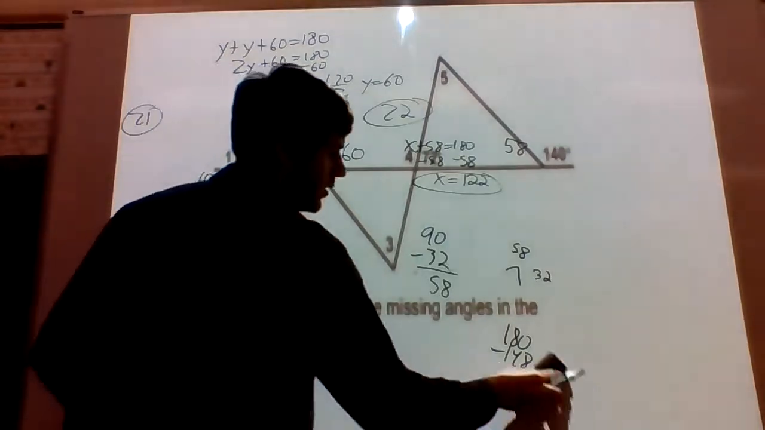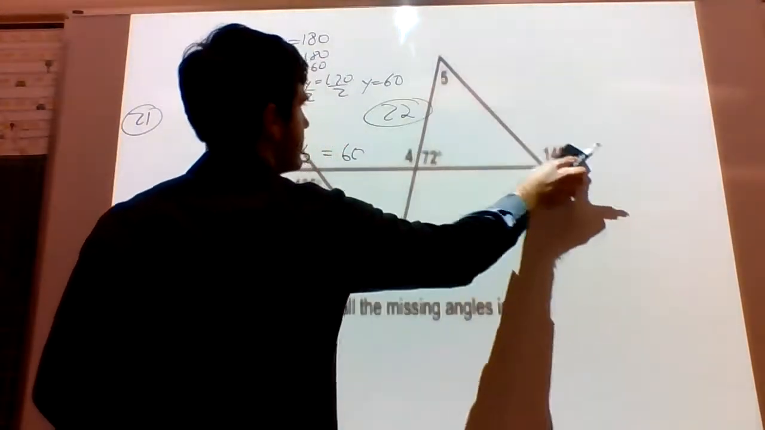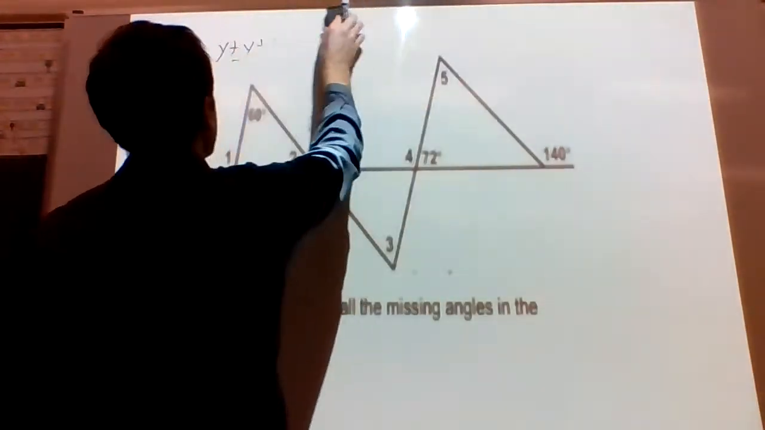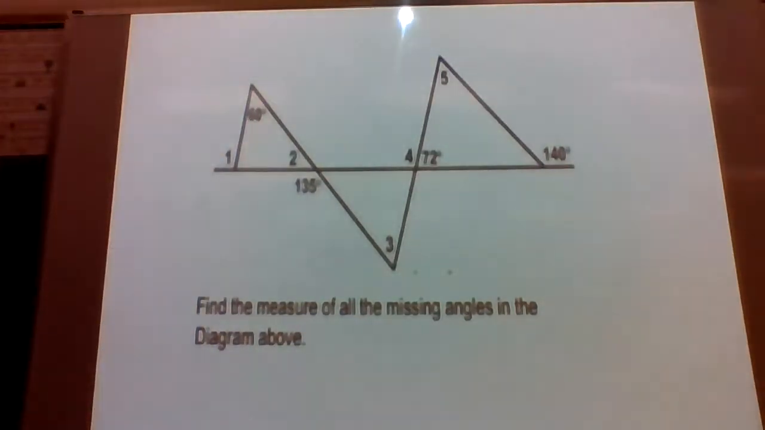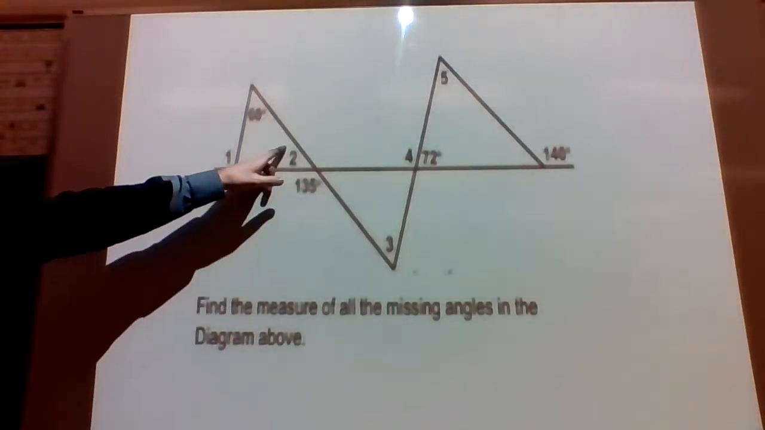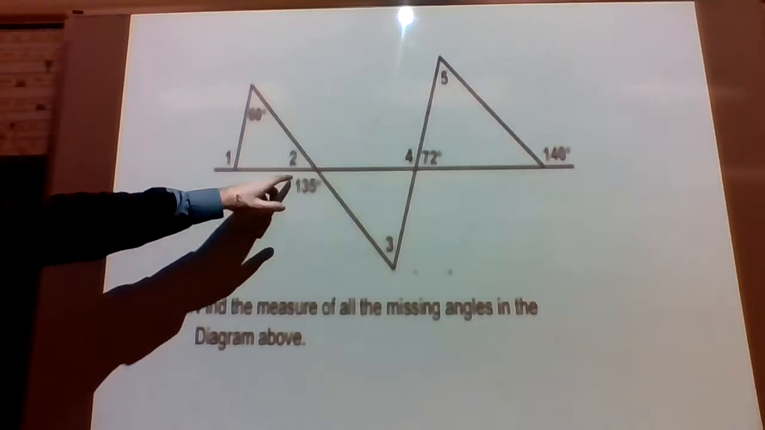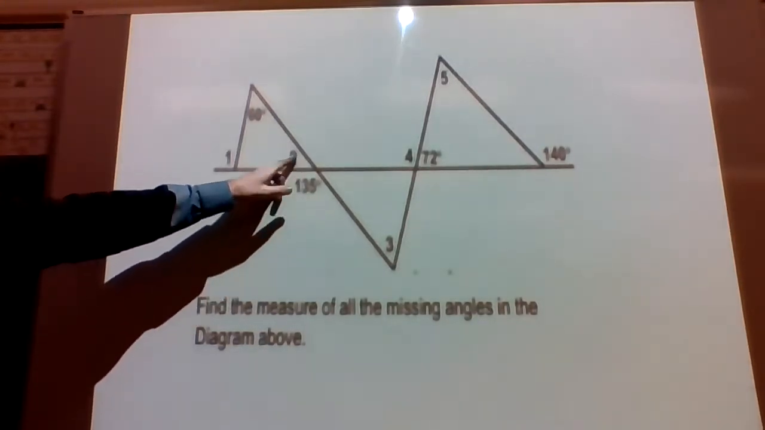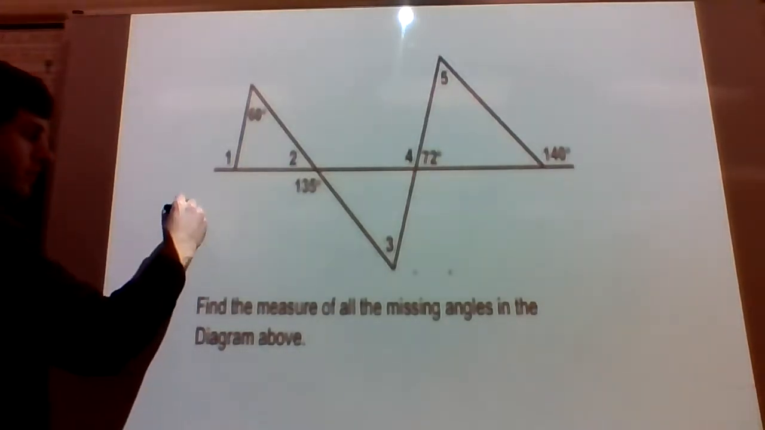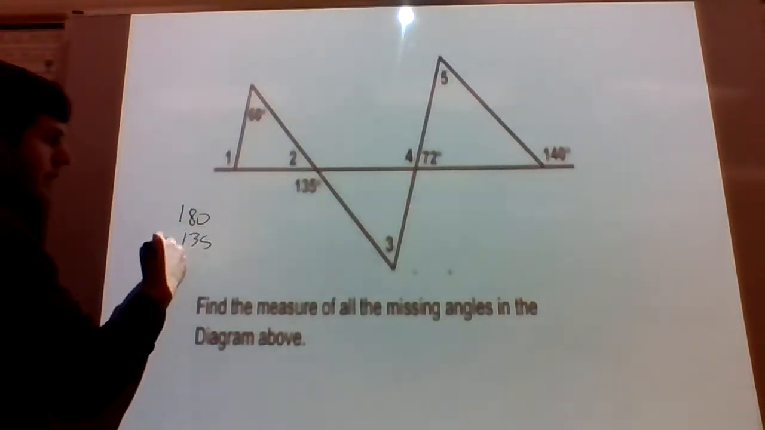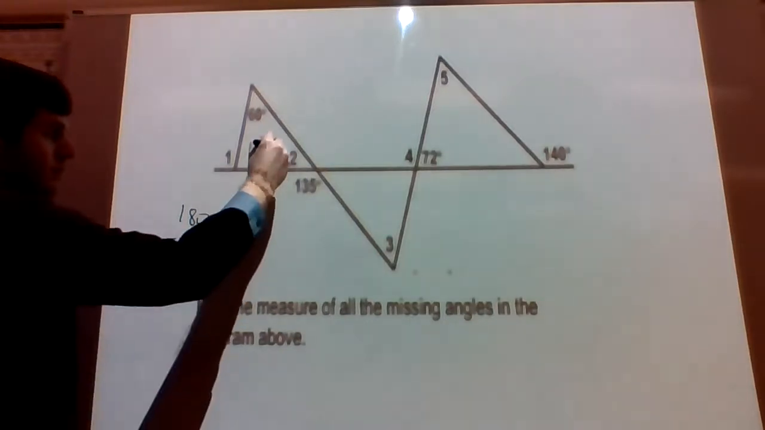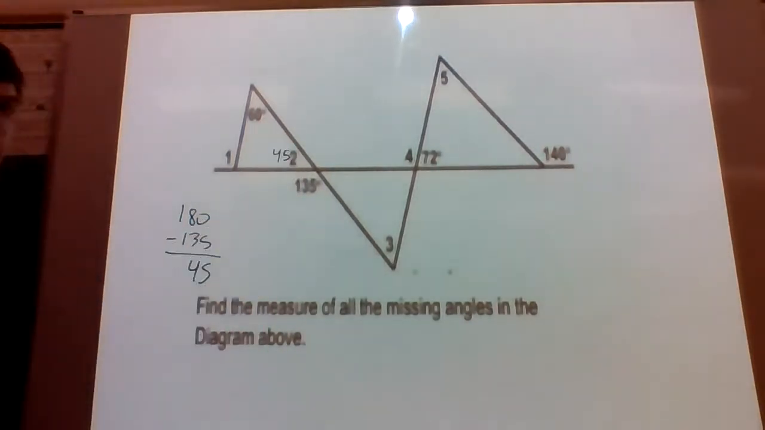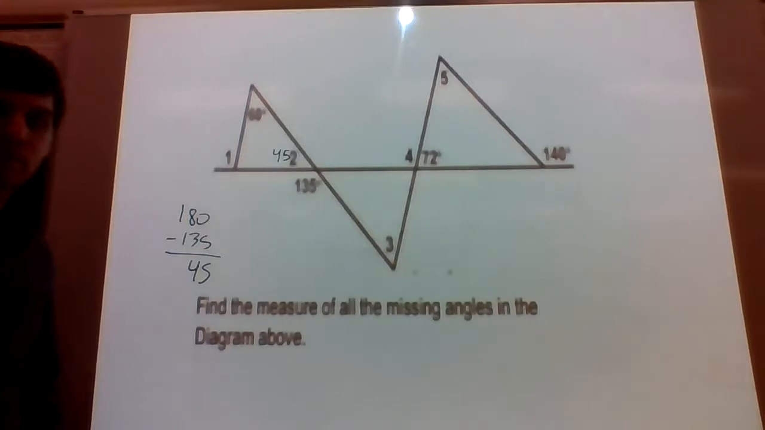So we want to find all the angles here. So we can start with angle 2. And we can start a lot of different places, but let's start here. So we have 135 and angle 2. We know those are a linear pair. So we can do 180 minus 135, which is going to give us 45. So the measure of angle 2 is 45 degrees.